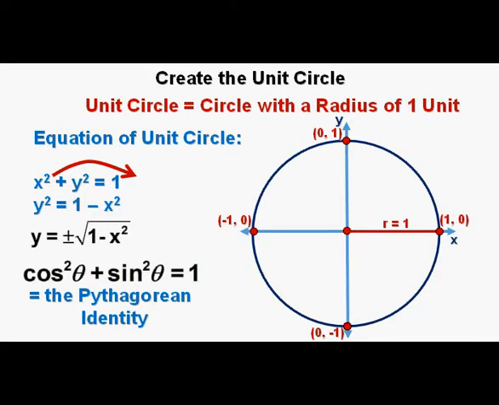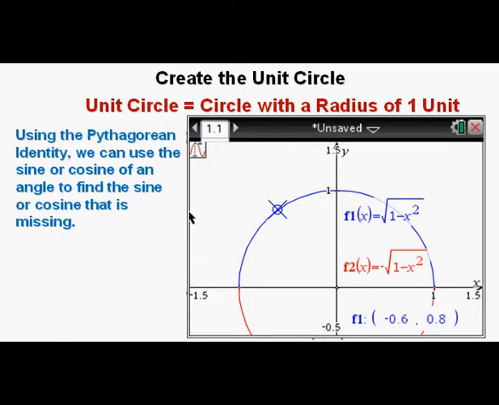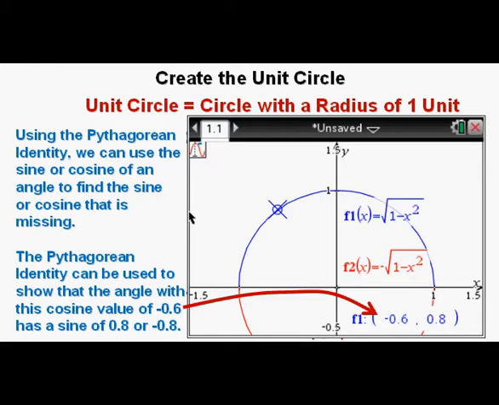And using the Pythagorean Identity, if we are given the sine or cosine of any angle, we can use it to find the other number, either sine or cosine, that is missing. For example, if we were just given this cosine value of negative 0.6, we could use the Pythagorean Identity to find the sine of this angle would be either 0.8 or negative 0.8.